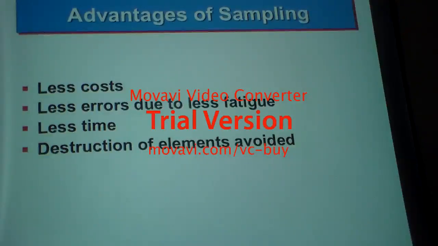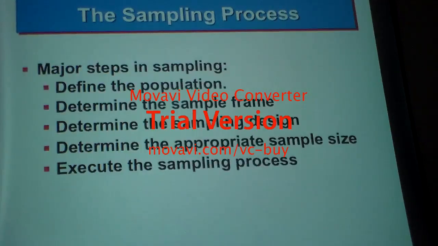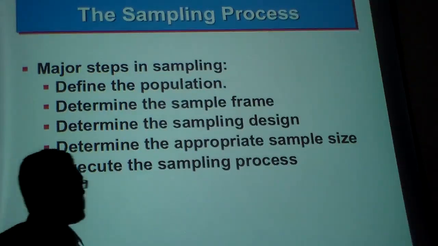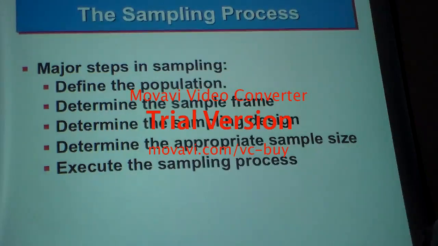What will happen if you choose to deal with the whole population? So, what is the sampling process? What are the major steps in sampling? What are the steps that we should go through to take a sample of a population?